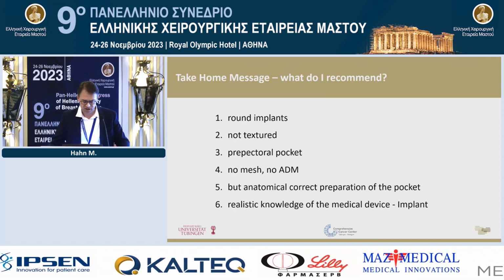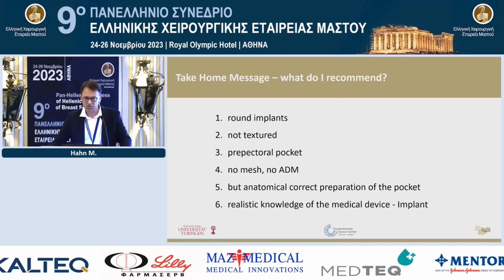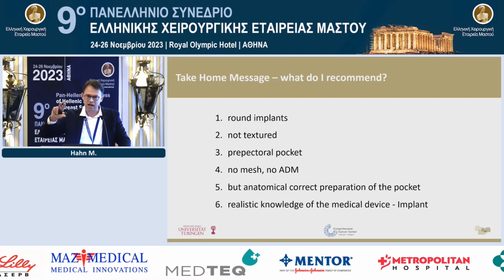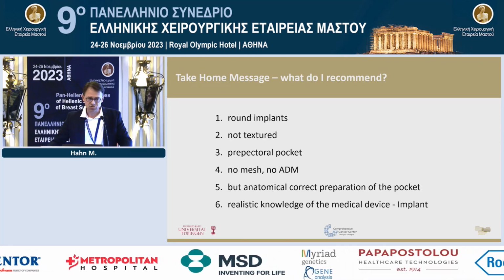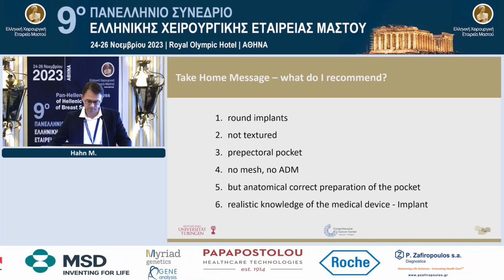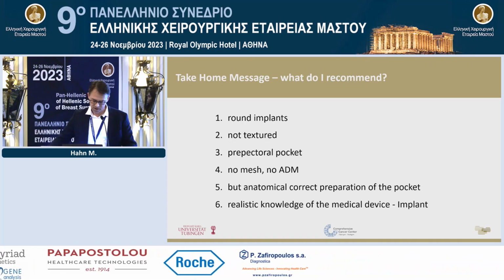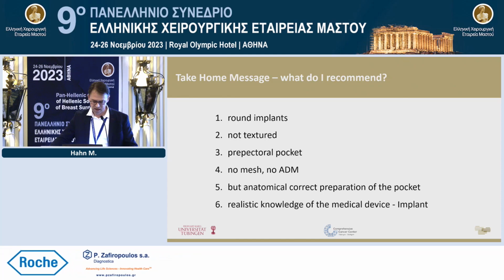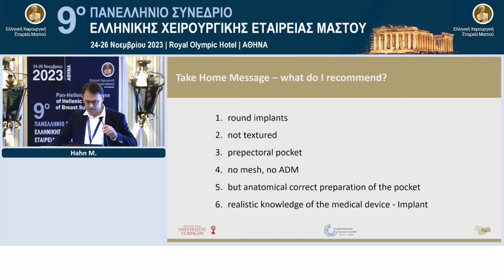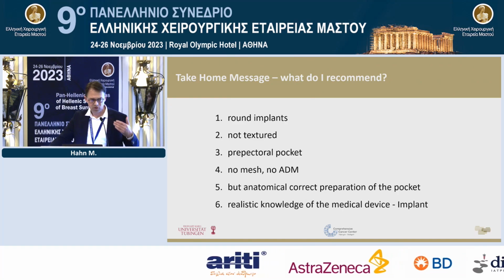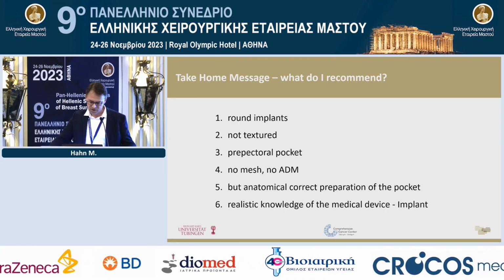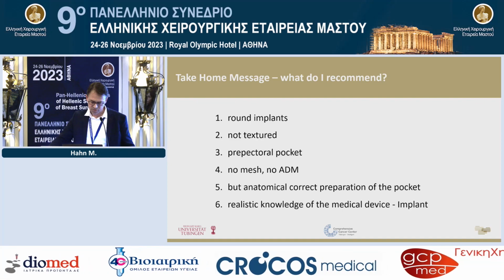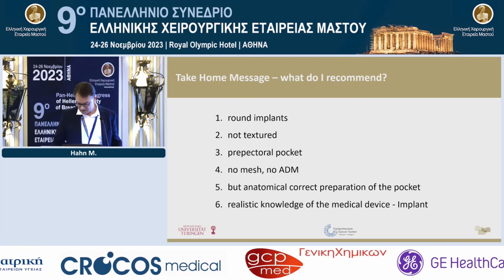So the take-home message is, I mostly use round implants. I don't like complications and I don't like rotations. I use non-textured implants because of the lymphoma. I love the prepectoral pocket. I stopped using meshes and ADMs. But anatomically correct preparation of the pocket is, from my experience, really the goal to get a nicely shaped breast. And you always have to discuss with your patients a realistic knowledge of the medical device implant.